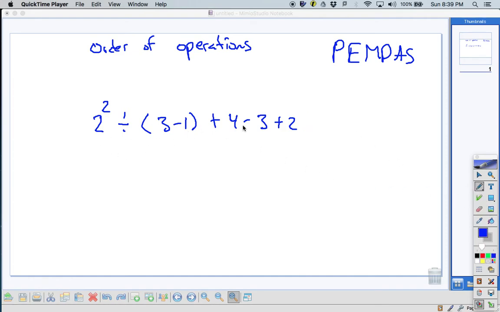Alright, so according to PEMDAS, first thing is parentheses, so first thing I've got to do is this 3 minus 1. None of the rest of this matters, so we're going to just rewrite it. So I've got 2 squared divided by, like we did before, 3 minus 1 is 2, so I'm going to rewrite this 3 minus 1 as a 2. And then I've got plus 4 minus 3 plus 2, just rewriting everything else. Okay, after parentheses I deal with exponents. I do have some exponents right here, so we're going to do 2 squared. That's 2 times 2, so I'm going to replace that with 4.